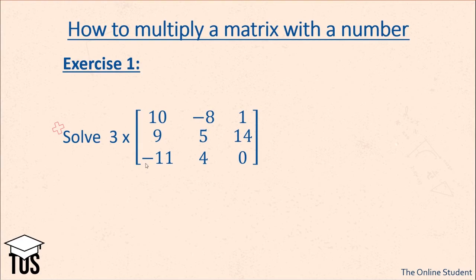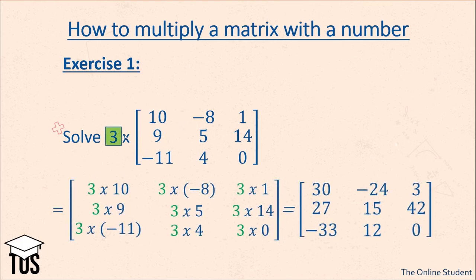Let's try an exercise. We need to multiply this 3 by 3 matrix by 3. So we just multiply each element by 3. So we have 3 times 10, 3 times 9, 3 times minus 11, and so on and so on. Of course, we can simplify this. So we have 3 times 10, which is 30, 3 times 9, which is 27, 3 times minus 11, which is minus 33, and so on and so on.